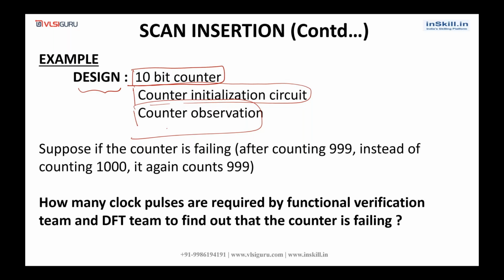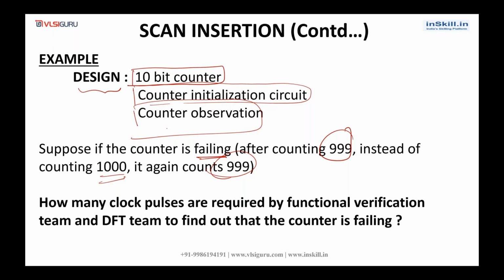Now we'll just assume that the counter is failing. That is, after 999, instead of counting 1000, it is again counting 999. So that is the reason why the counter is failing.